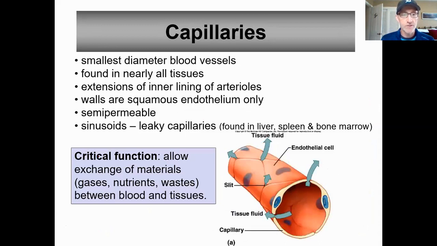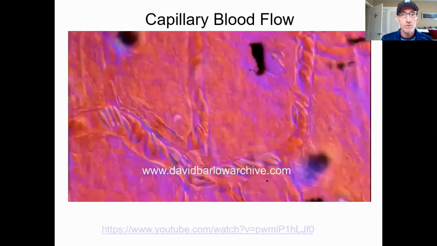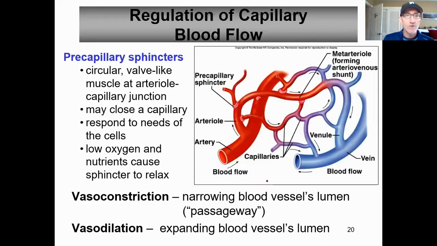Capillaries, exchange of materials, that's their job. So they need to be thin, and notice that the gaps in between is where stuff is going to come in and out. So these precapillary sphincters can really play a crucial role in whether blood gets to tissues or not.